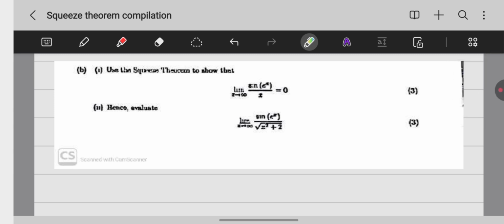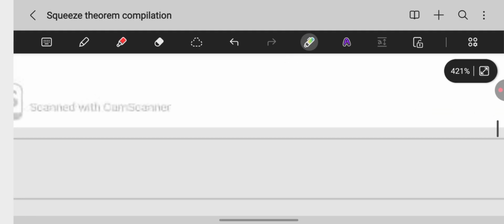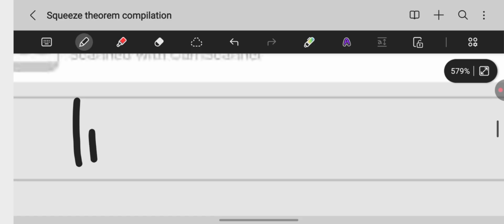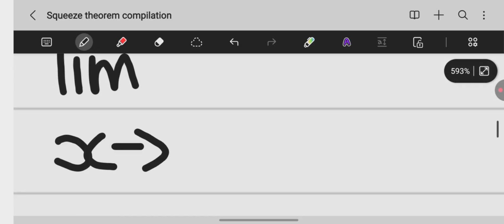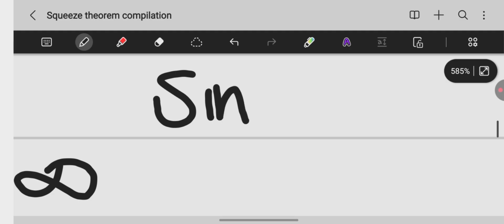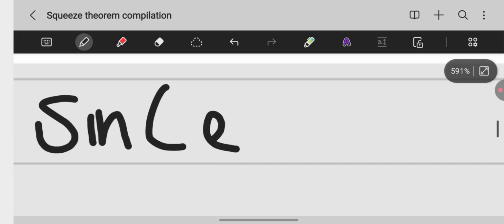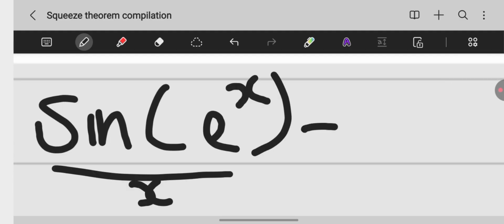Next question says, for 3 marks, we're supposed to use the squeeze theorem to prove this, and then hence evaluate this. So after finding this, based on that answer, we have to find this. And I would think we would get the same thing. Right, so we have the limit as x approaches infinity of sin e to the x over x being equal to 0.